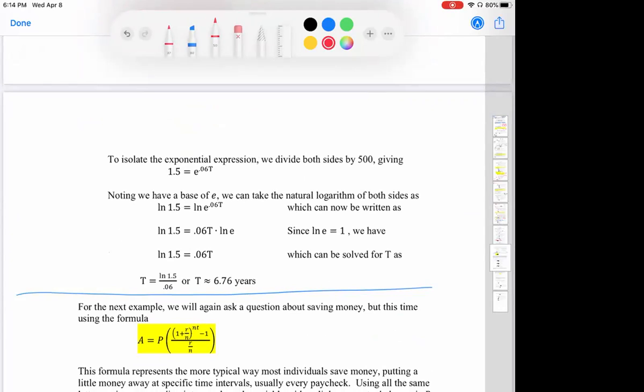Now I can take the ln of both sides. Knowing that we have a base of e, we can take the natural logarithm of both sides. So we can move the exponent forward, and ln of e makes 1. Last piece, I want to get t by itself, so I divide by 0.06 on both sides. Punch it into your calculator: ln of 1.5 divided by 0.06, and you get about 1.76 as an answer.